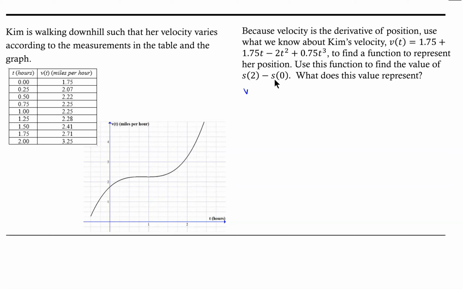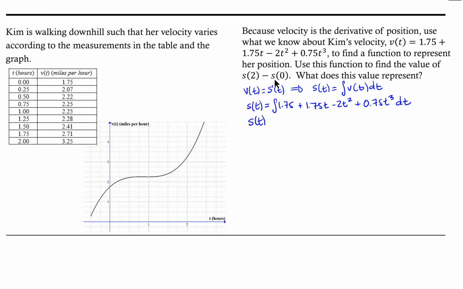So we know that v of t is equal to s prime of t. So that means that s of t is the antiderivative of v of t dt. So the antiderivative of v of t is the antiderivative of 1.75 plus 1.75t minus 2t squared plus 0.75t cubed dt.